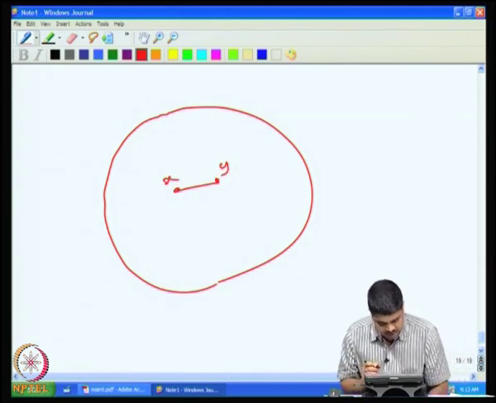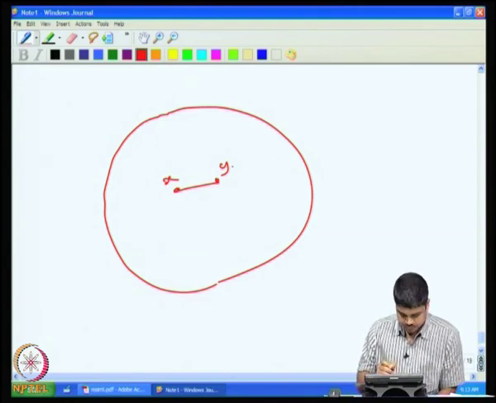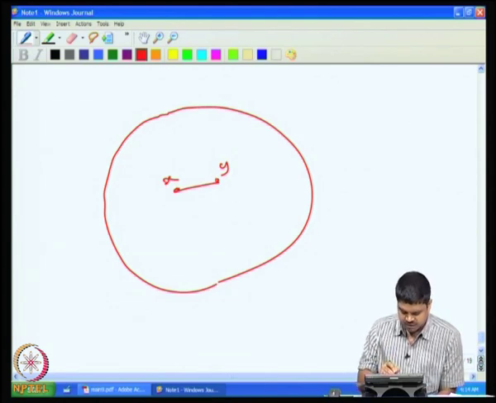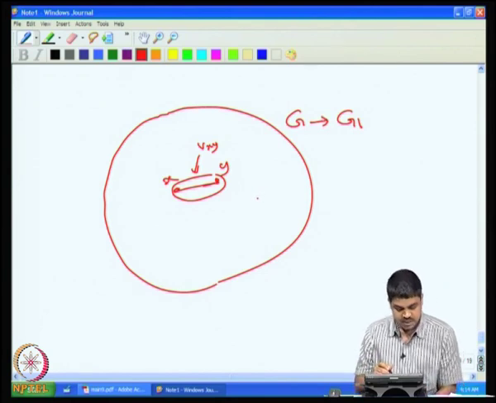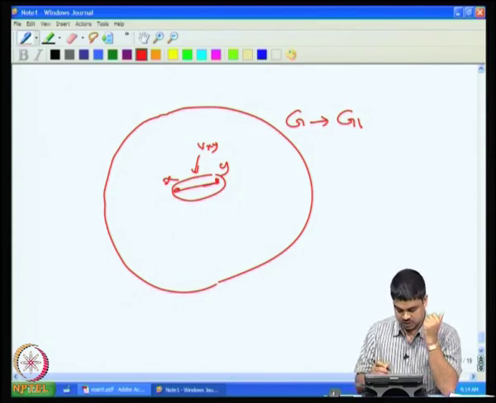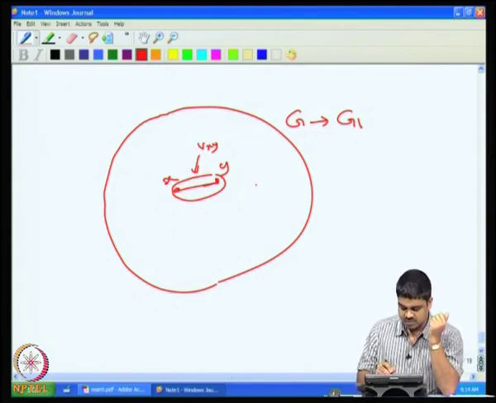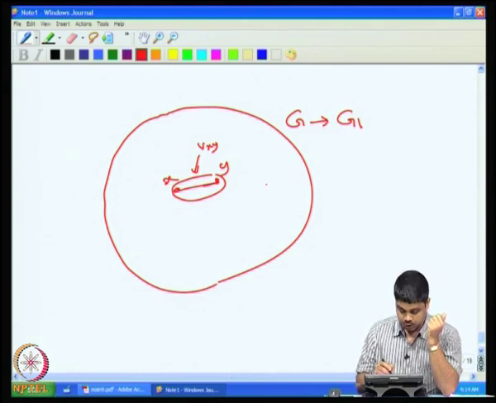So this edge xy is... suppose there is no edge xy with the desired property. That means for any edge xy, if I contract it, with this new vertex vxy replacing x and y, the resulting graph G1 that I get from G is such that its 3-connectivity is lost. That means it has a 2-separator, a vertex cut of cardinality 2.